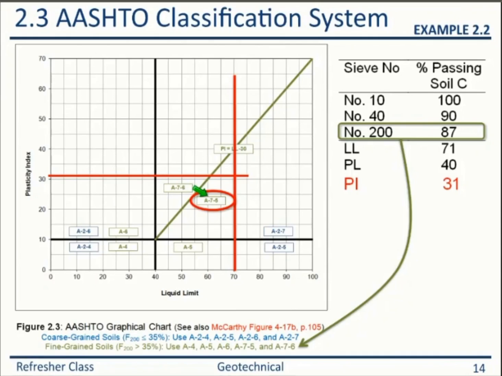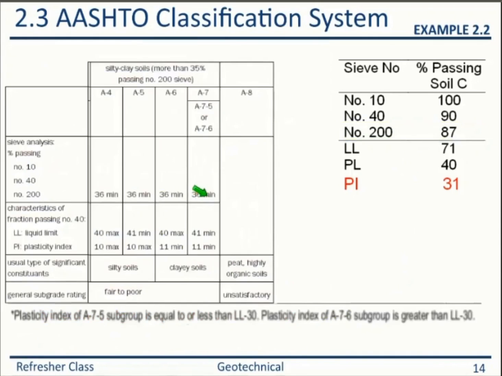Okay? However, if you want to use the table, no problem. Because percentage passing number 200 sieve is 87%, which is greater than 35%, it is valid for more than 35%. Then you should start here, A4. Percentage passing should be minimum 36%; 87% is passing, so that is correct. If you move down, liquid limit should be maximum 40. Liquid limit is 71. That is not correct.